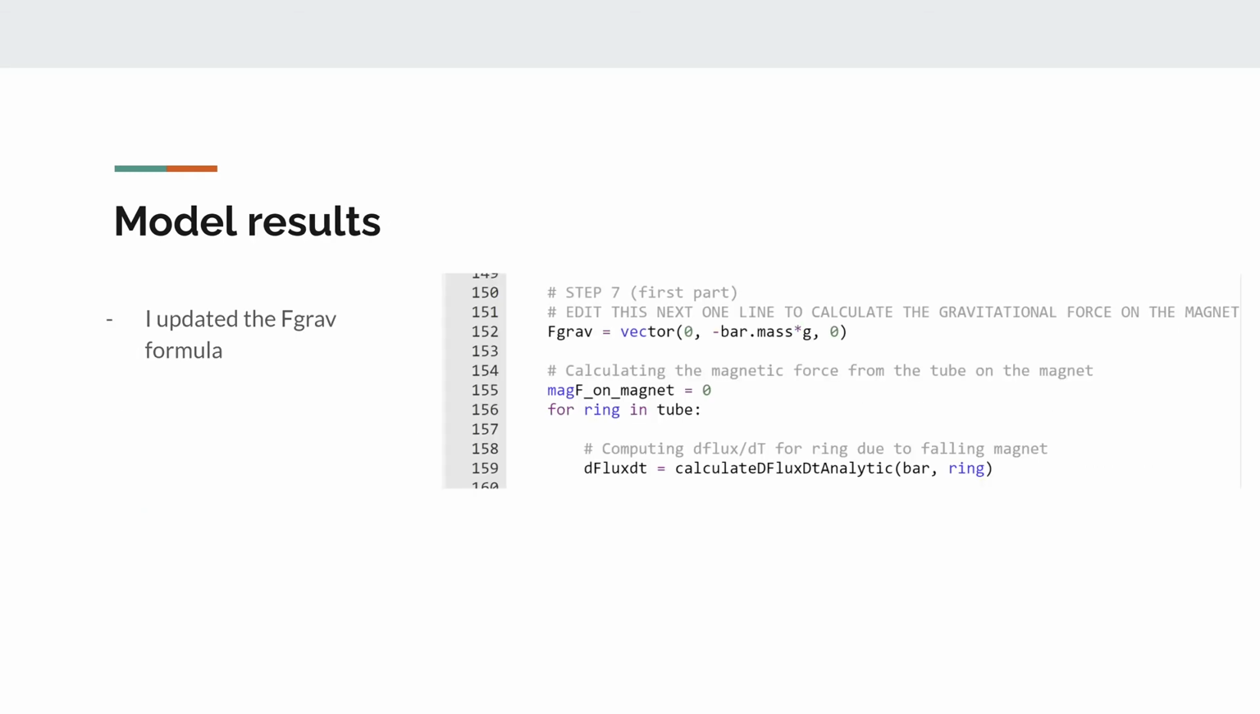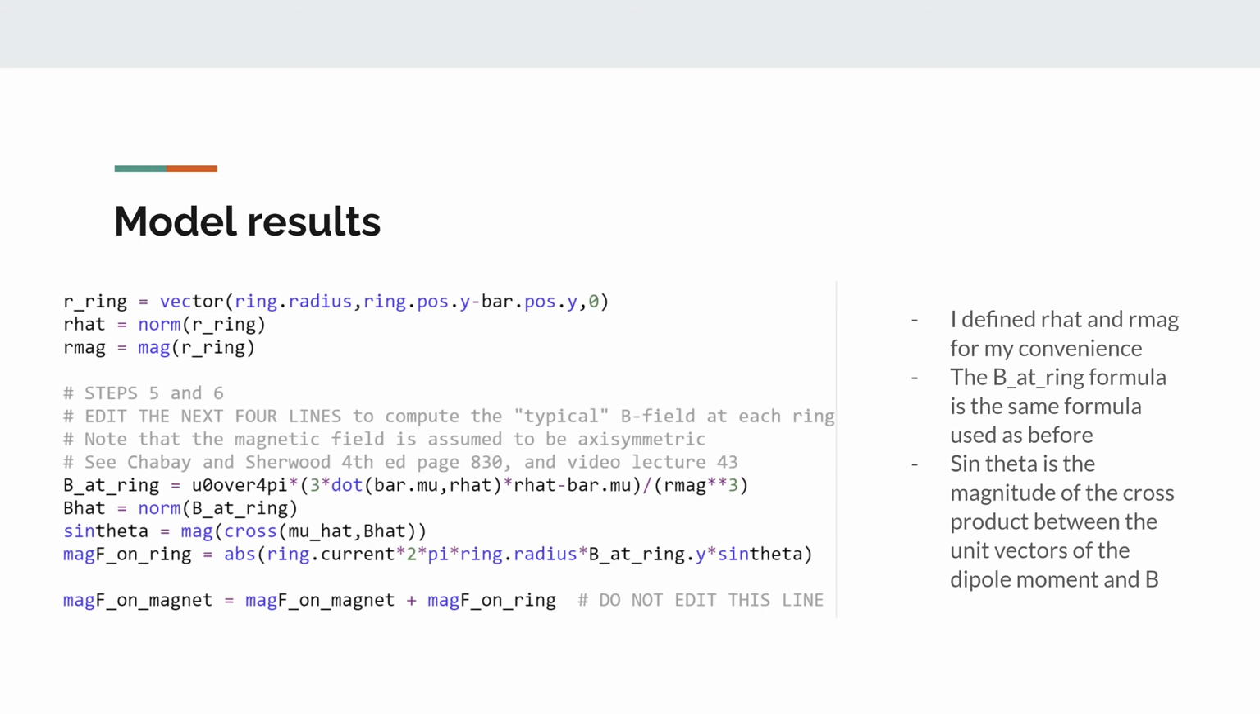Next, I updated the F grav formula, which is just a vector 0, negative bar mass times g, and 0. Then I defined r hat and r mag for my own convenience, just after finding r_ring. Next, I changed the B at ring formula. This is the same formula used as before, the magnetic field due to the bar magnet at the ring. After that, I found B hat so I can use it to find sine theta. Sine theta is the magnitude of the cross product between the unit vectors of the dipole moment and B, the magnetic field at the ring.